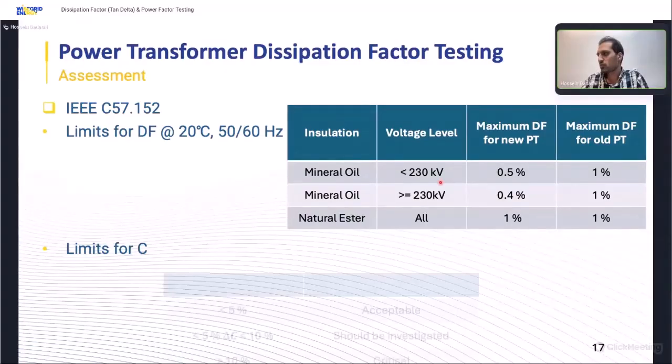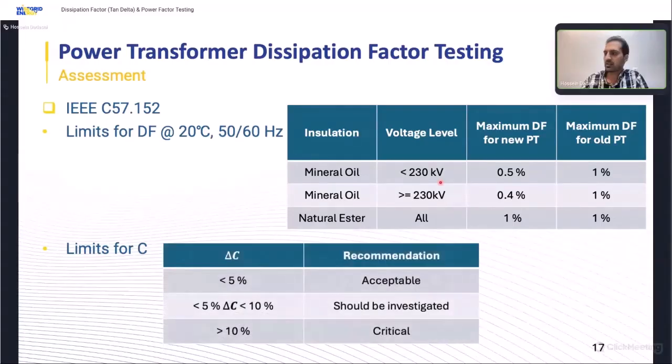But the other interesting and important point is related to the capacitance. If the capacitance changes lower than 5%, it's acceptable. Between 5 to 10%, we should investigate the problems. At first step, we need to reduce our test time intervals. And if it changes more than 10%, it's really critical. And we should not energize the transformer. We should find the problem and solve it.